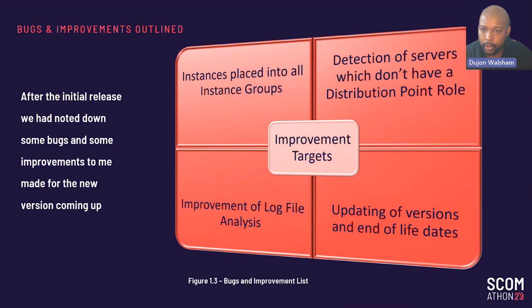One of the other issues was the overall detection of distribution points, which seemed to have been recognizing machines that didn't actually have the distribution point role as if they did have that role. I haven't had too many come up with that, but there have been a few. I believe that relates down to the very earliest version which has been released. And then some of the other ones, I guess, are more in terms of improvement.